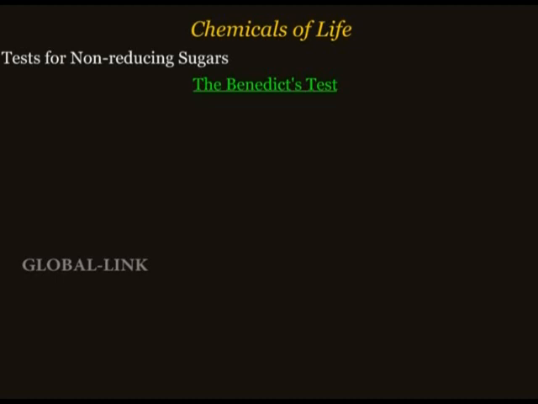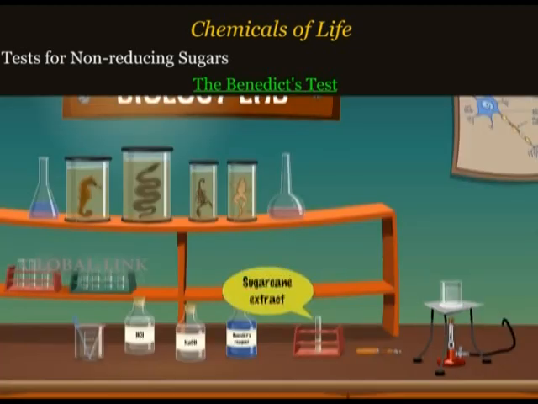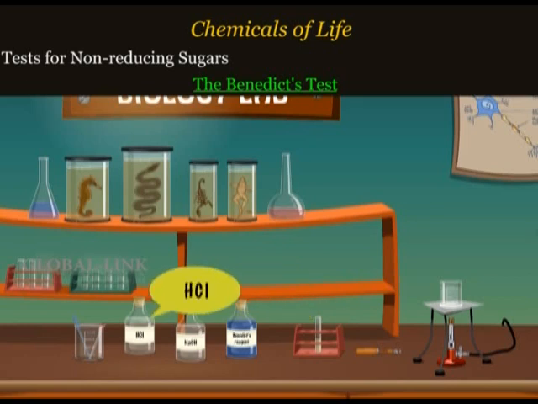Non-reducing sugars. Sucrose is a non-reducing sugar. It cannot directly reduce copper 2 sulfate in Benedict solution to copper 1 oxide. Instead, sucrose must first be hydrolyzed into its constituent monosaccharides. This will then reduce the copper 2 sulfate. Hydrolysis is done using hydrochloric acid.